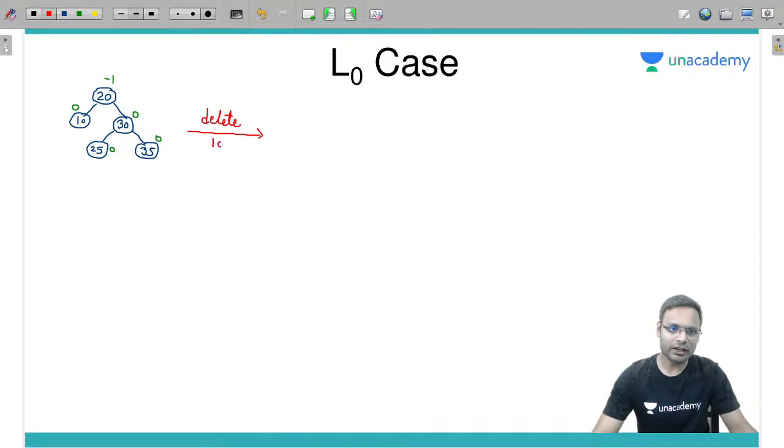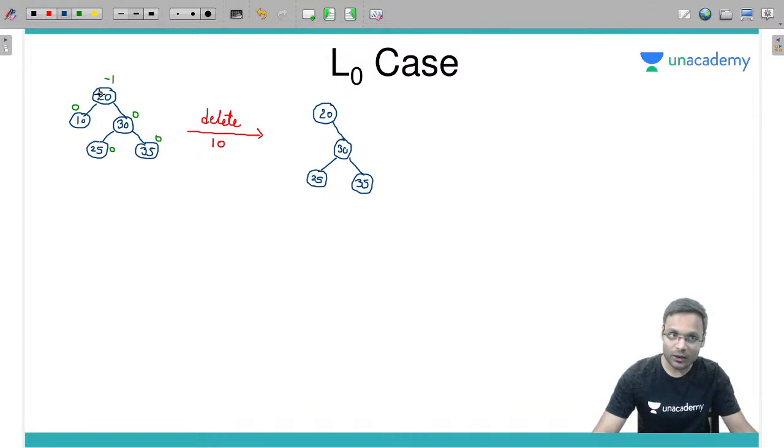After deletion of 10, the tree becomes like this. 20. Left side 10 gone. Right side as it is, 30. Left 25, right 35. Now we will check the parent of where we deleted. Wherever you have deleted the node, its parent is 20. You just check what is the balance factor at 20. Balance factor at 20 is what? 0 minus 2, minus 2.